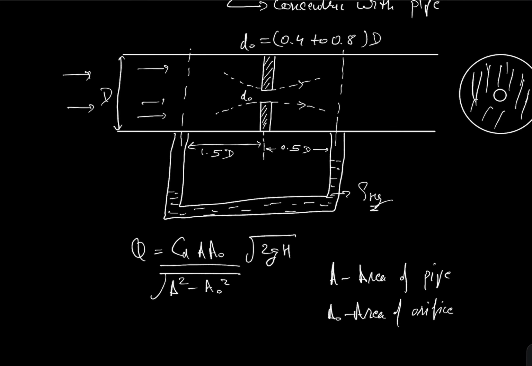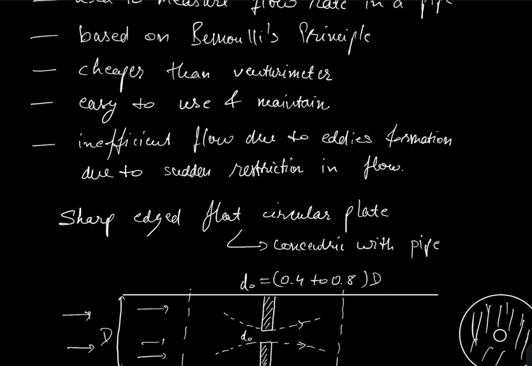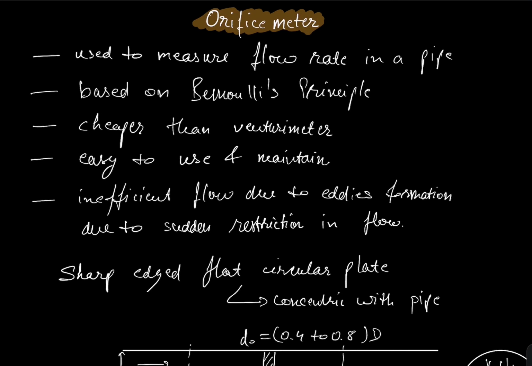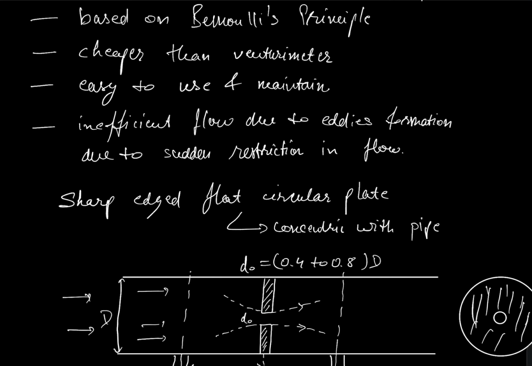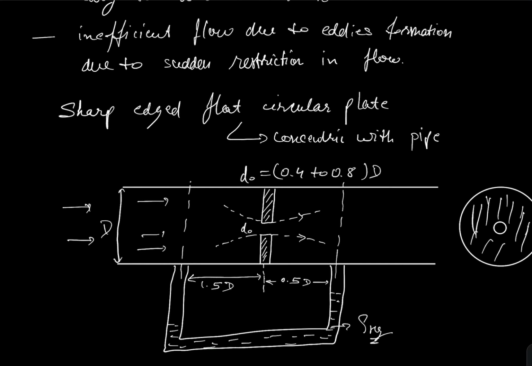So I hope you understand the concept of the orifice meter. This is basically a less efficient device than the venturimeter. Obviously, for critical instruments or critical measurements, we will always prefer the venturimeter over the orifice meter. But for general measurements, we can use the orifice meter. Obviously, here losses are more, and there is more eddy formation. The flow will not be that smooth here, and the reading will also not be as correct as we can get in the venturimeter. But for general purposes, we can use the orifice meter.